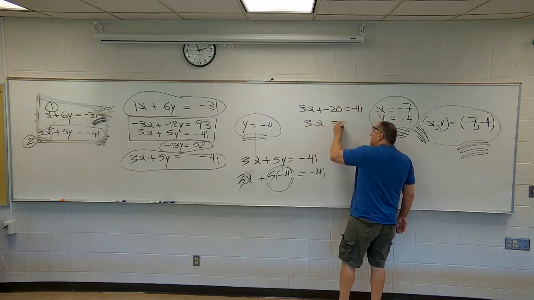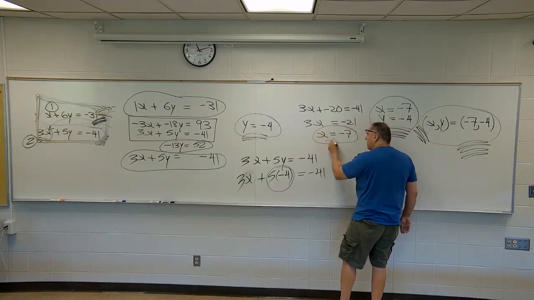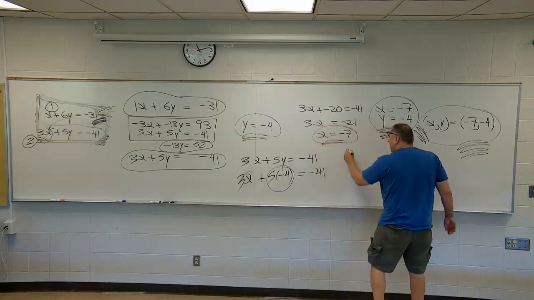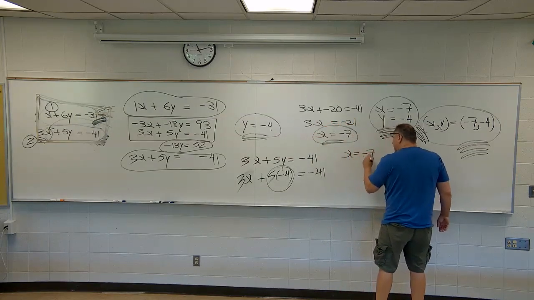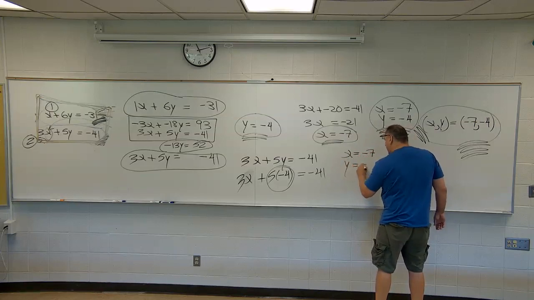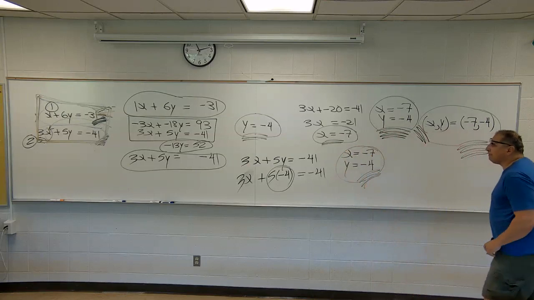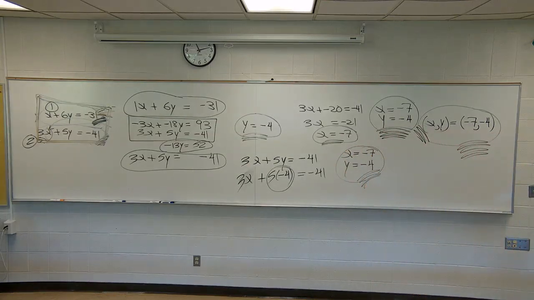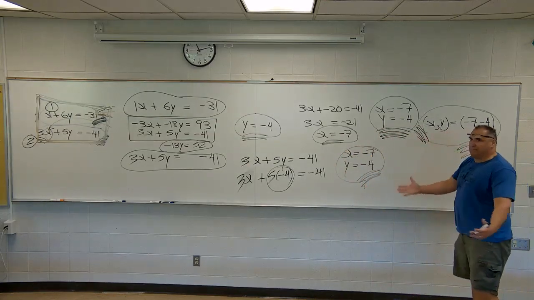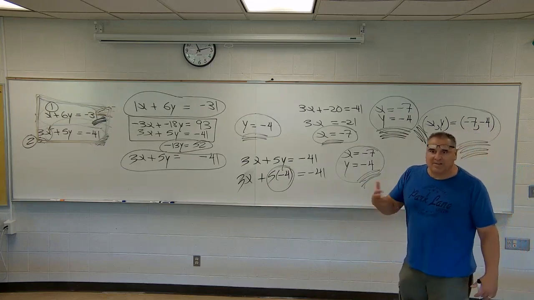Add positive 20 on each side. Divide by 3 on each side. Wow, this is all looking pretty familiar, isn't it? X equals negative 7. Y equals negative 4. It's as simple as that. Well, it's the same. It better be the same answer. The math is the math.